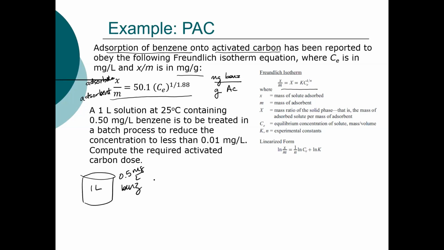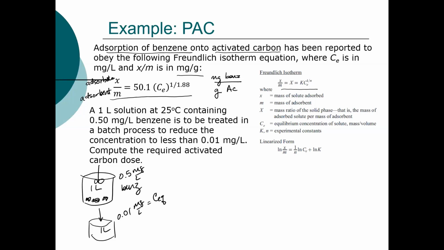So we add the activated carbon to it. We're going to add our activated carbon. We're going to mix. Okay. We're going to allow the adsorption to occur. And then what we want now, we still have 1 liter of solution, but now we have a concentration of benzene of 0.01 milligrams per liter. So this is our equilibrium concentration.